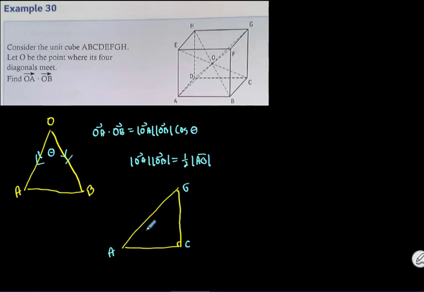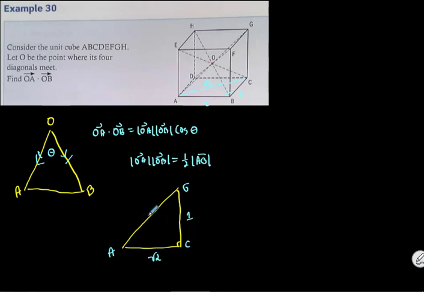Now, if I can figure out what AG is, then I'll know what OA is. But this is a right triangle. I do know that this length is 1, but I don't know AC right off. But there is another right triangle right here, and if this is 1 and this is 1, I can find AC. That's going to be root 2, because 1 squared plus 1 squared is 2. Take the square root, and the square root of 2 is root 2. So I know that this side is root 2.